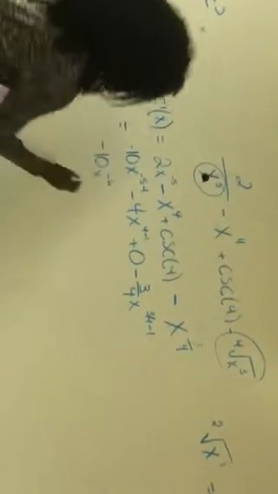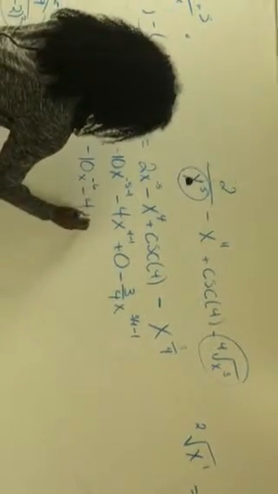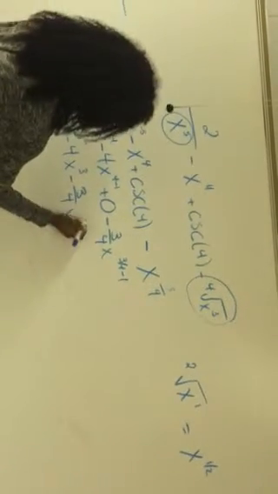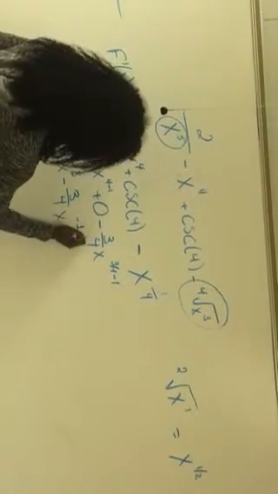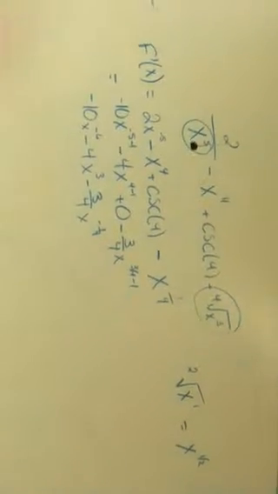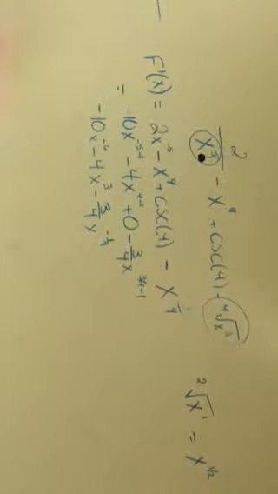Now I'm breaking this down a little bit more. We have negative 10x to the negative 6, minus 11x to the 10th, negative 4x to the 3rd. We don't have to add that 0. We have negative 3/4 x to the negative 1/4. So this is the answer for number 6.